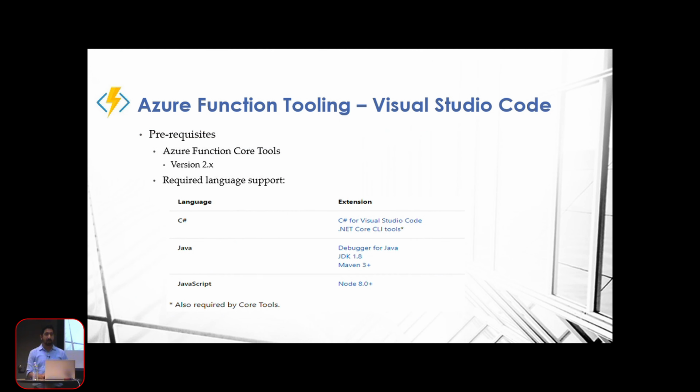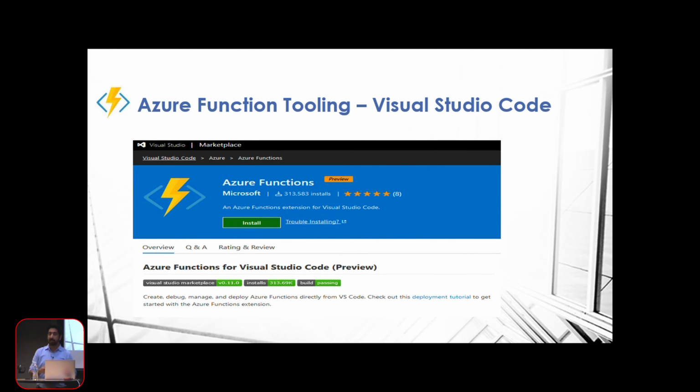For all of us who work on Visual Studio Code, before we can start developing Azure Functions using Visual Studio Code, we need to have Azure Function Core Tools version 2.x, and we also need to have the language support installed on Visual Studio Code. If we are C# developers, we have to install C# support. If it's JavaScript, we should get that installed. Over and above that, there is an extension available for Azure Functions for Visual Studio Code in Marketplace. You can go ahead and install it over Visual Studio Code to get going.